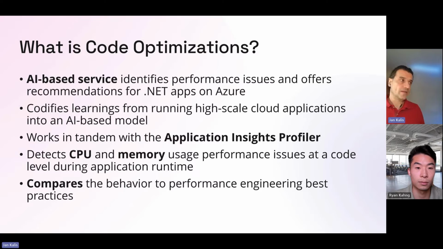Now, the way how it works, it uses the Application Insights Profiler traces. So it literally analyzes these traces. It detects memory and CPU usage performance issues. And then it compares it with, as we call it, engineering best practices, which is exactly the best practice that we have seen that comes back from the AI-based model.